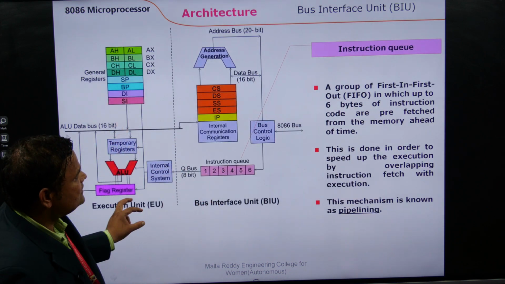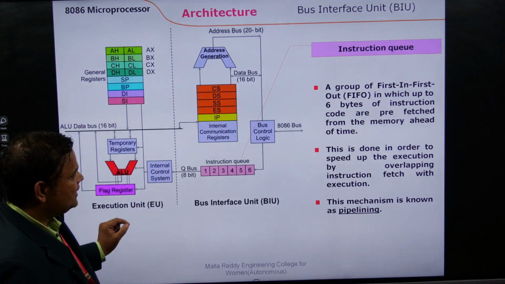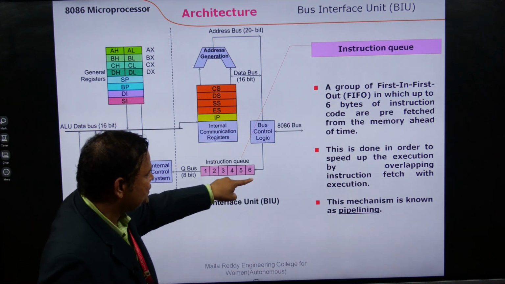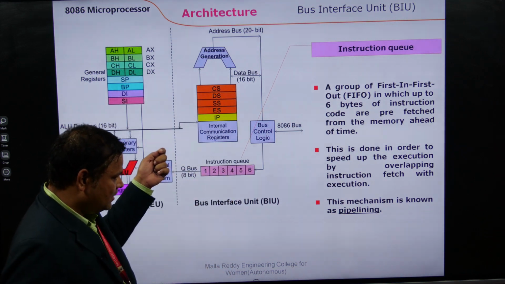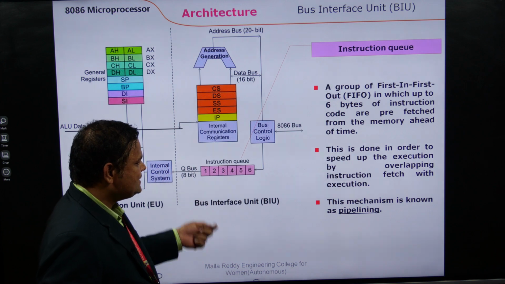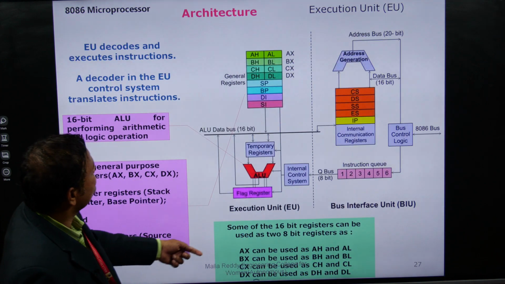Next, this is the overall picture of the architecture, and here, as I told earlier, is the instruction queue. The size of this instruction queue is 6 bytes, which fetches the next instruction during execution of the present instruction.